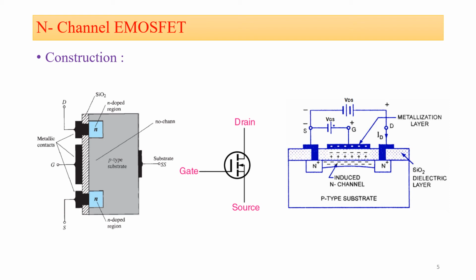In this way, the channel is enhanced between the two N-type doped regions. Once the channel is enhanced between the two N-doped regions, the drain current will start to flow from drain to source, and that indicates our MOSFET is in the on condition.